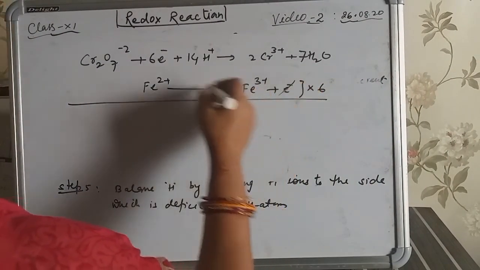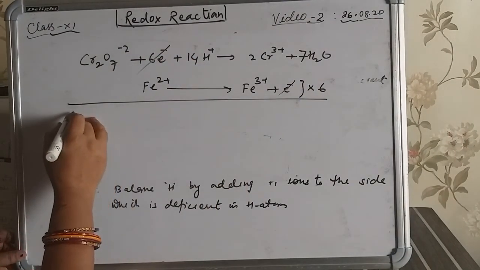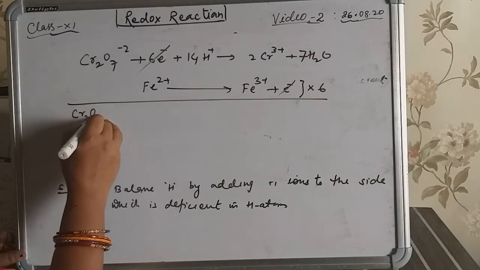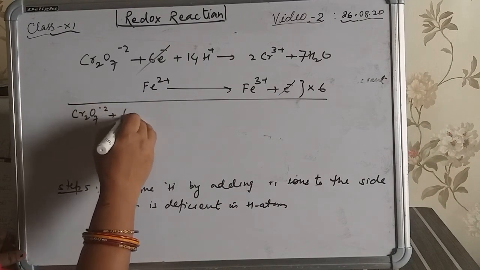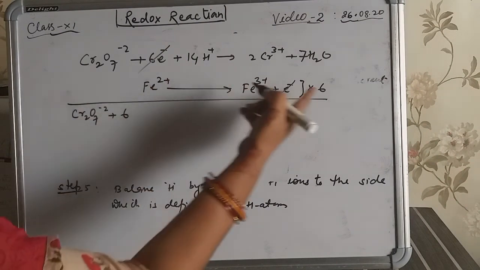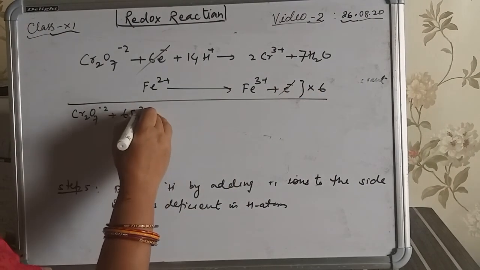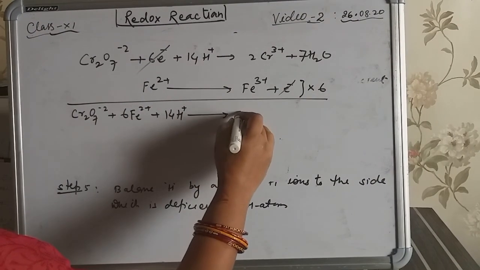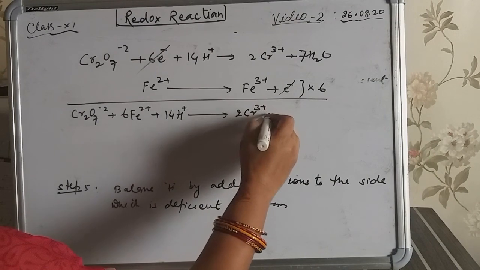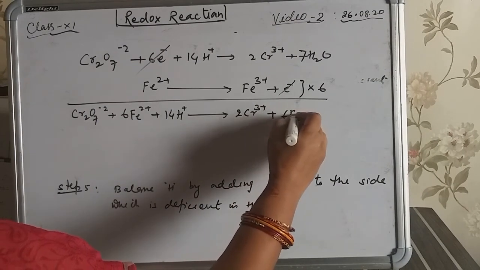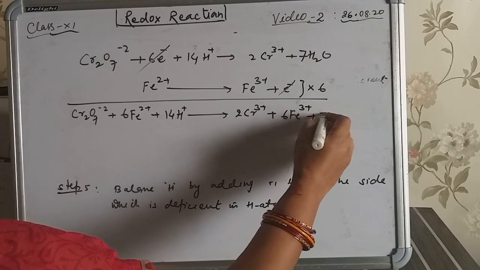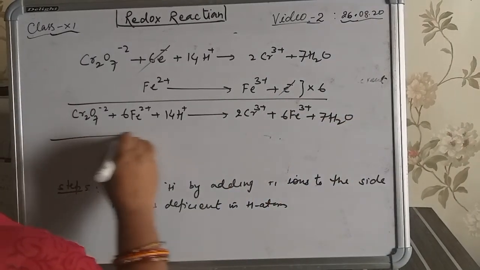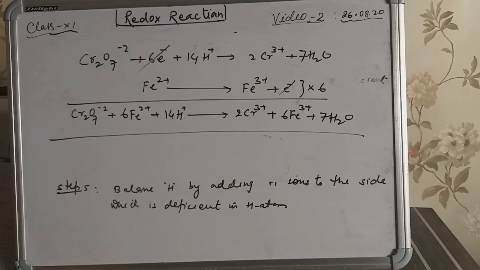Balancing the number of electrons by putting suitable stoichiometry, the electrons cancel and the final equation is Cr2O7 2 minus plus 6 Fe2 plus plus 14 H plus gives 2 Cr3 plus plus 6 Fe3 plus plus 7 H2O. Students, in this way you can balance the ionic equation in acidic medium.